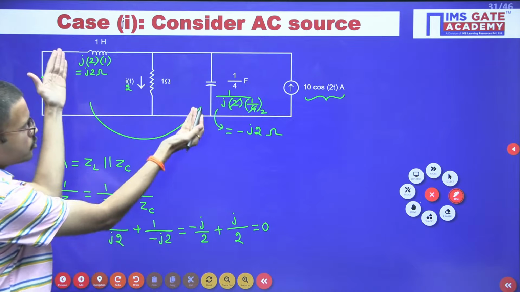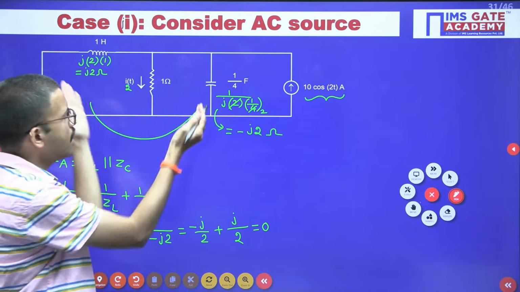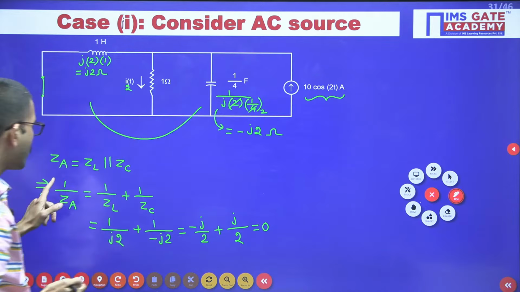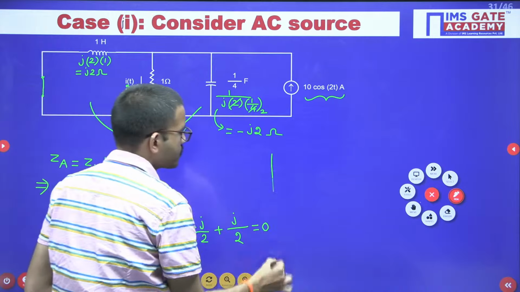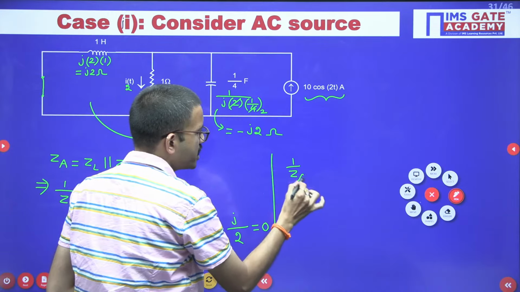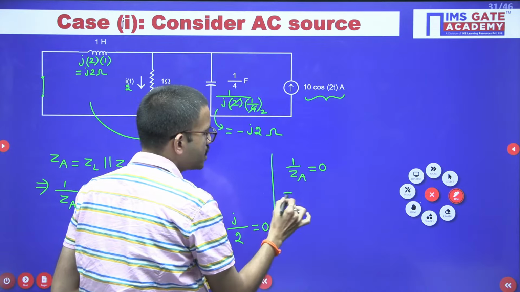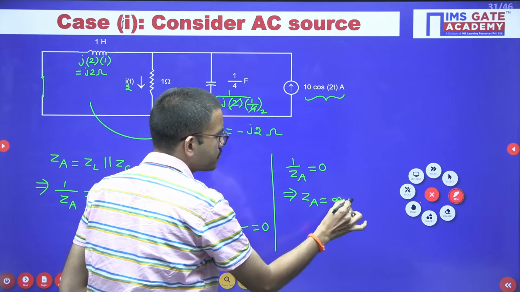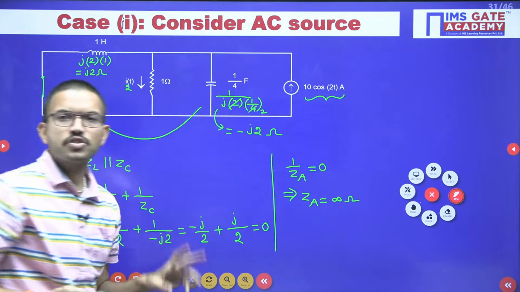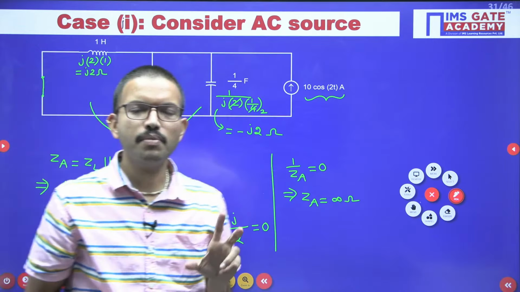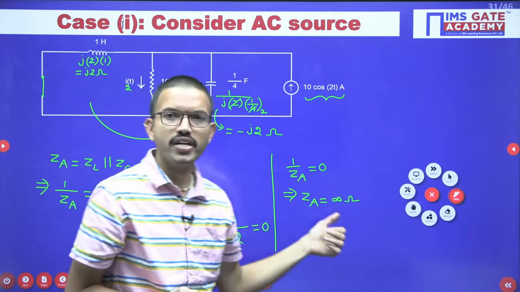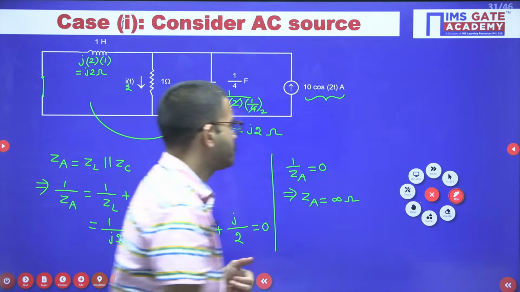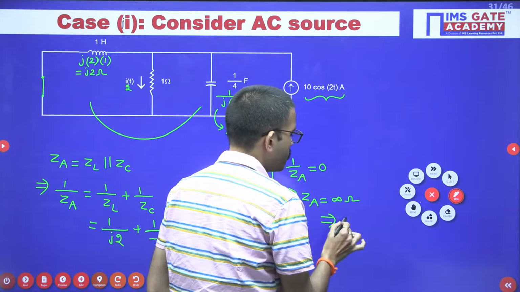So whatever 2 branches you are having, inductor and capacitor, after finding the equivalent, 1 by ZA equals 0. So with this understanding, ZA will be what? Infinite ohm. So whenever you are getting any particular branch with infinite impedance, that means it is an open circuit. Infinite ohm is open circuit.